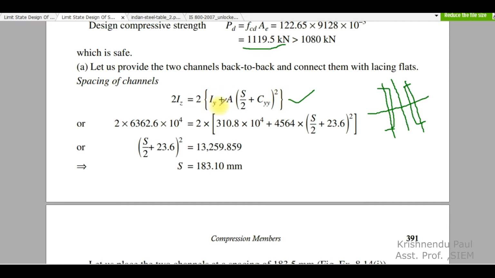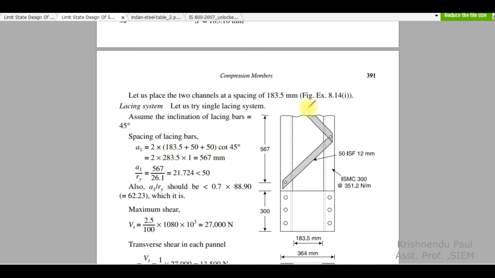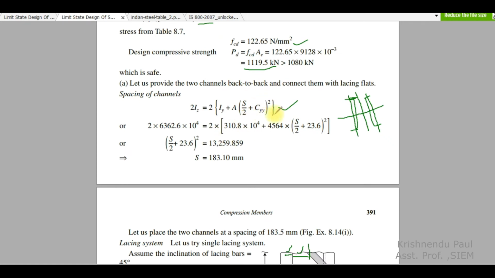So 2 into Iy plus A into h square. Here h is equal to s by 2, where the spacing between these two channels is s. So the distance between these two axes is equal to s by 2 plus Cyy. Here you can see this is the new axis, this is s by 2 and this is Cyy. So that is utilized here, and they have got 183.10.